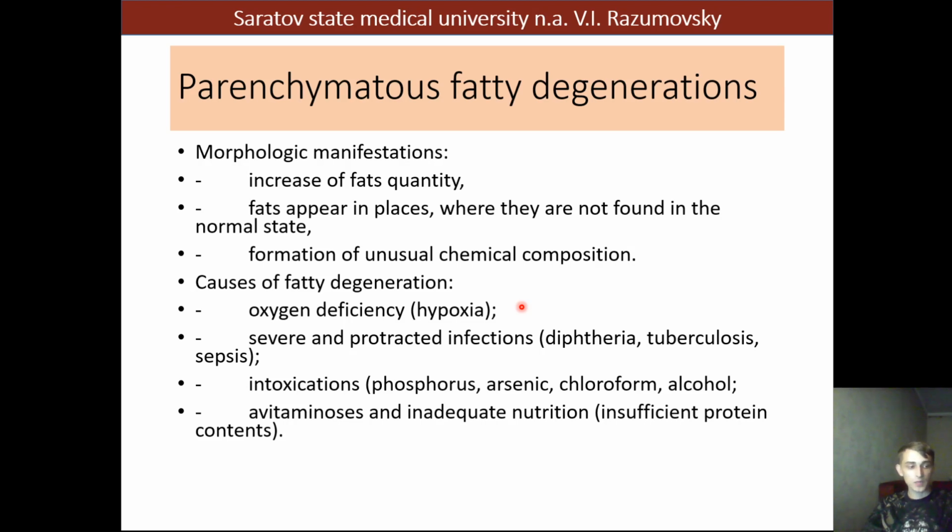For your exam, the most important difference between stromal vascular and parenchymatous fatty degeneration will be in causes. For parenchymatous fatty degeneration, the most important cause is hypoxia. For stromal vascular, it will be disbalance of nutrition, severe and protracted infections like diphtheria, tuberculosis, and sepsis, intoxications, avitaminosis, and inadequacy of nutrition.